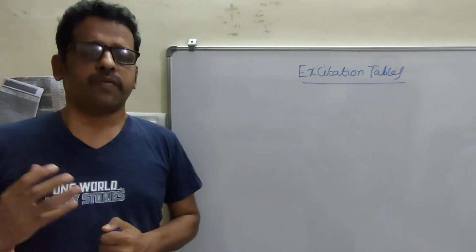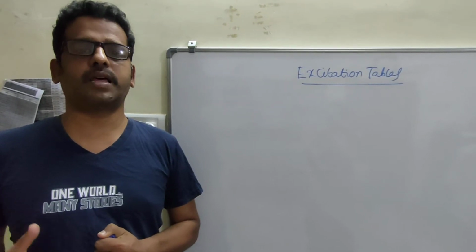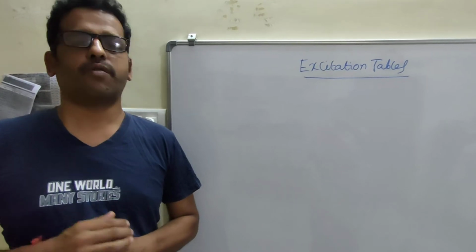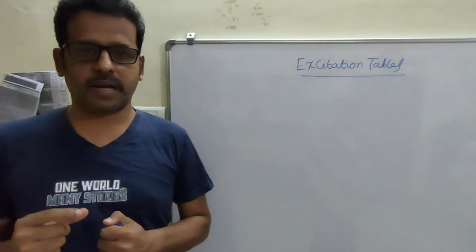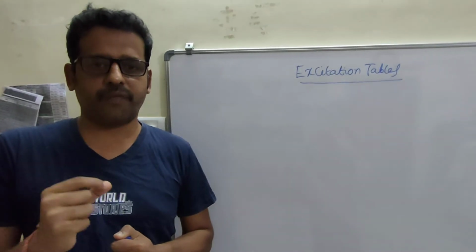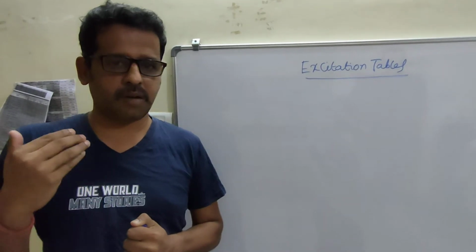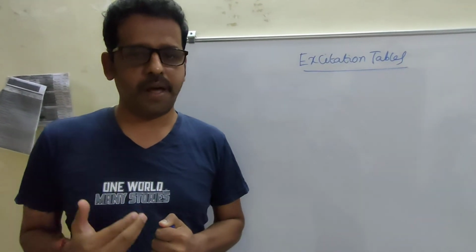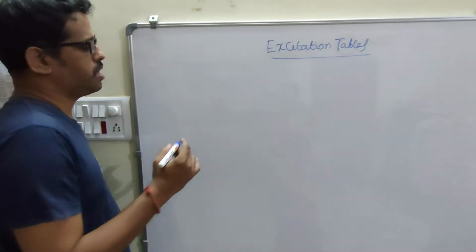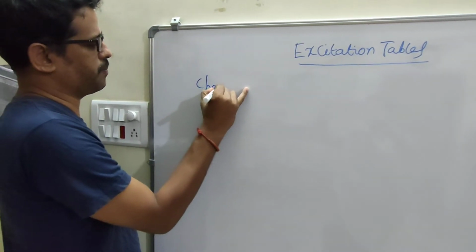We can find the excitation tables of various flip-flops based on their characteristic tables. That is, for finding the excitation table of a particular flip-flop, we need the characteristic table of that particular flip-flop. Now we will find out the excitation tables of various flip-flops one by one. First we are going to find it for the SR flip-flop. So for that we need to know the characteristic table of the SR flip-flop.